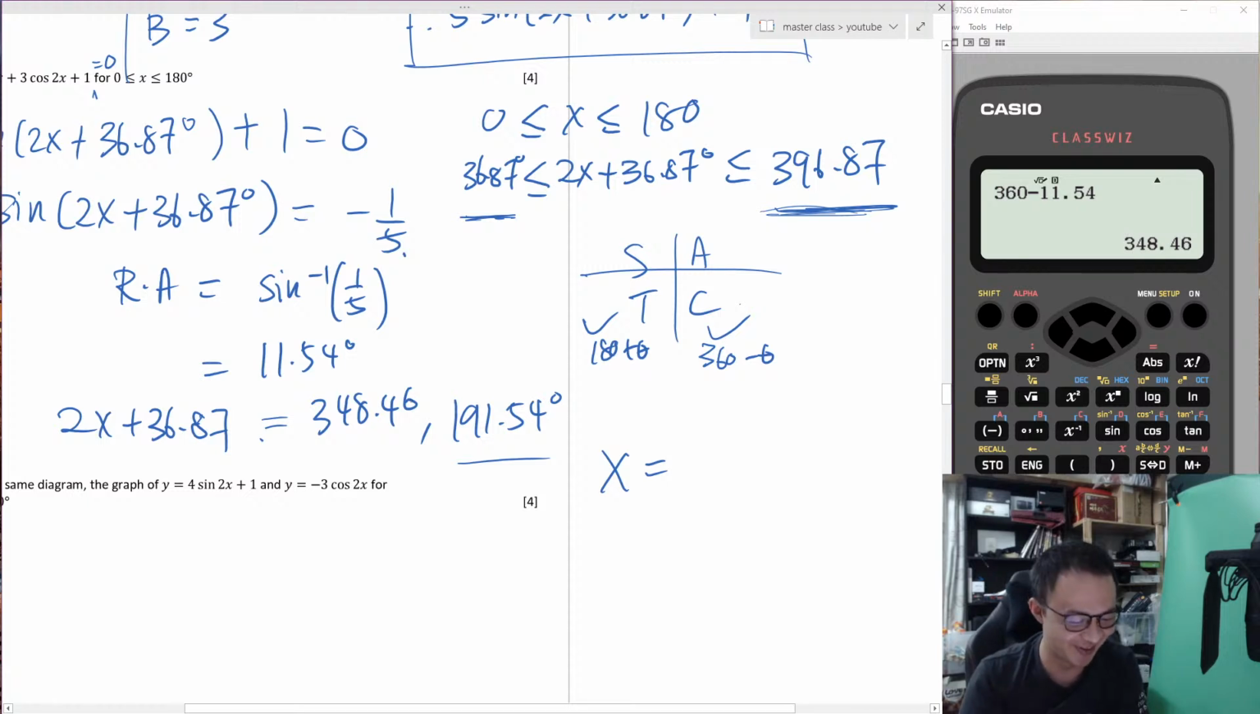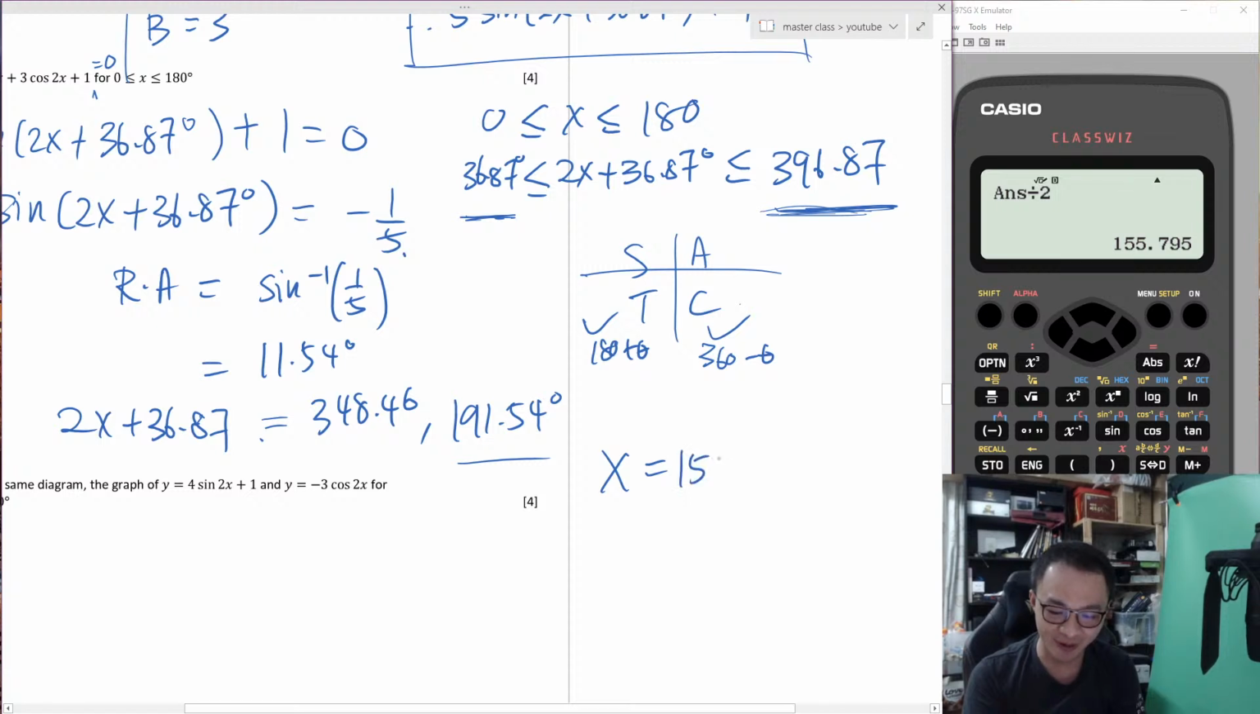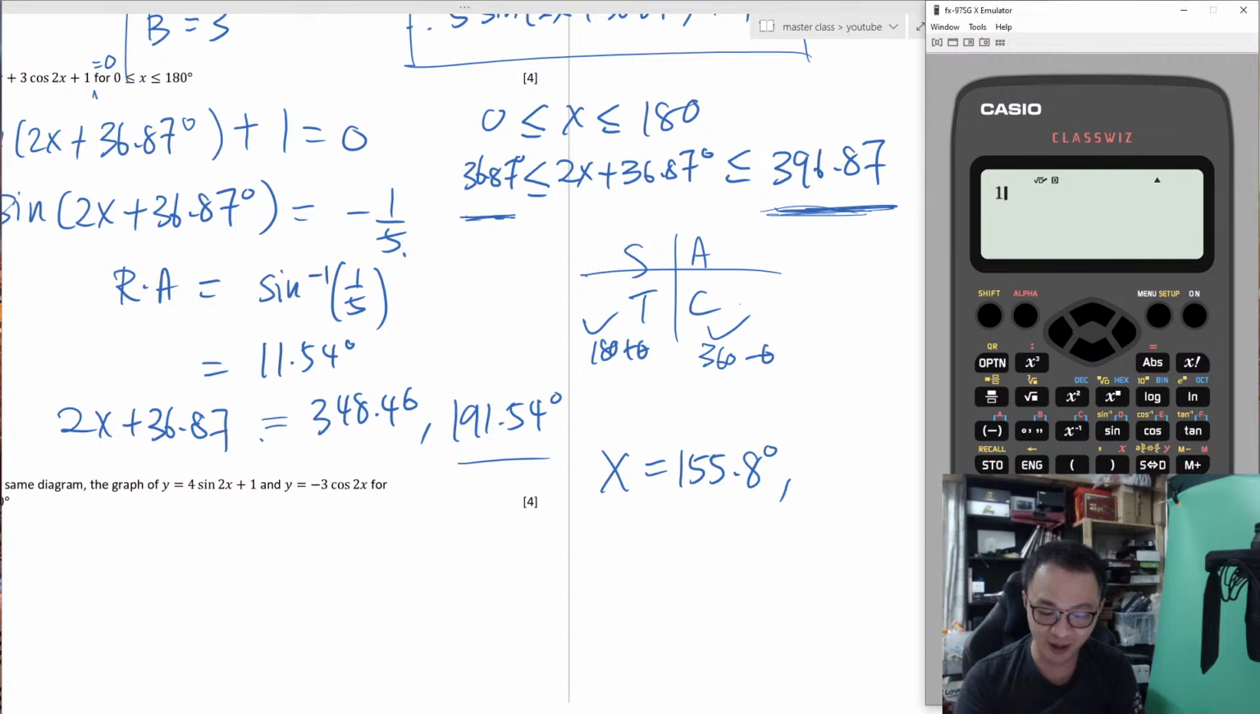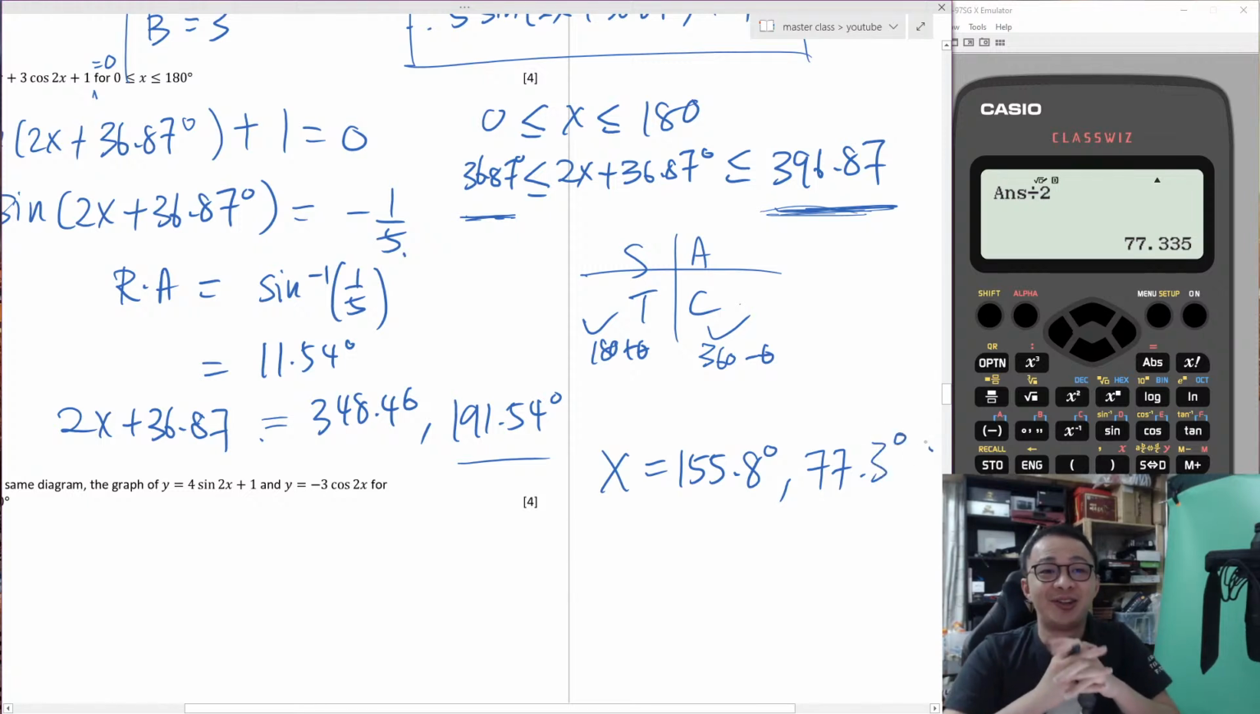Okay, I'm sorry just now. Alright, so for this angle I'm going to minus 36.87 and then divide by 2. So one angle is 155.8. Another one is 191.54 minus 36.87 and then divided by 2. Alright, this one will be 77.34 degrees. One decimal should be good.